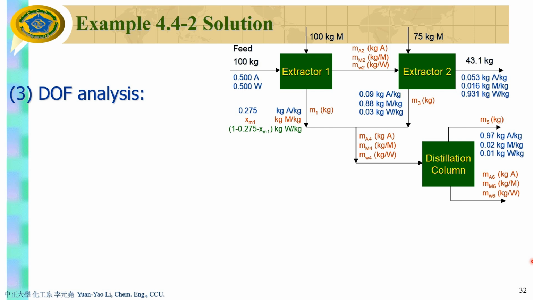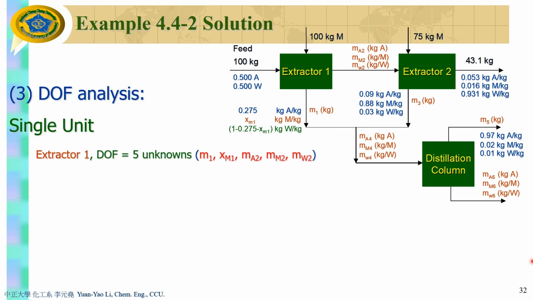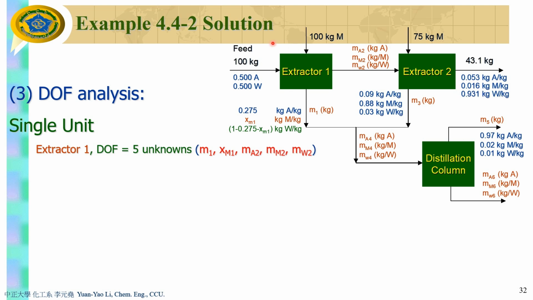And again, DOF analysis is you start to use single unit system. So how many single unit systems in this flow chart? 4 single unit system, right? Remember? 4 single unit system. Okay, let's go through the number 1 first. How many input and how many output? 2 input and 2 output, right? 2 input streams and 2 output streams.